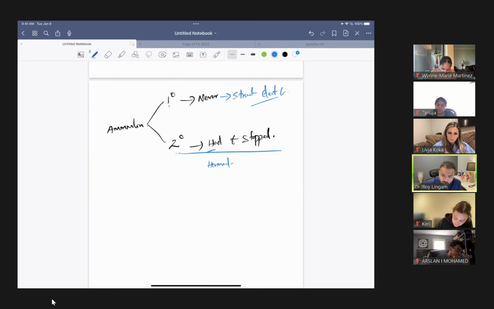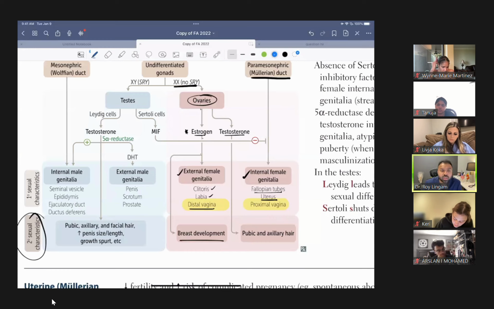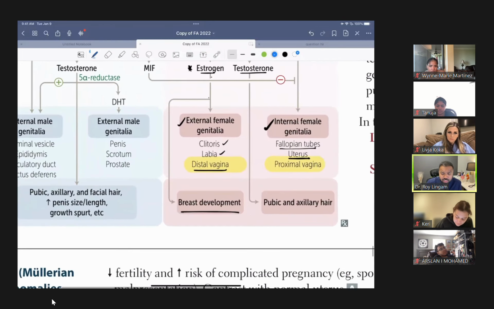So now the question is, mother brings her daughter, she never had a menstruation. That means primary amenorrhea. During the physical exam, the physician noticed that her vagina is ending in a blind pouch. That phrase is important. The vagina is ending in a blind pouch, which means that the patient only has distal vagina. She doesn't have proximal vagina. Is that clear, folks?